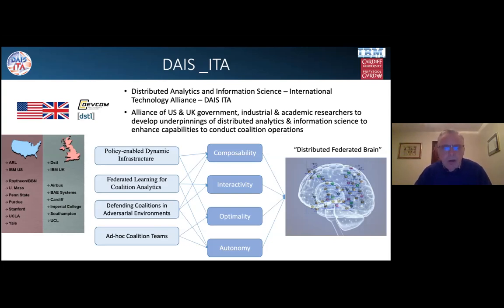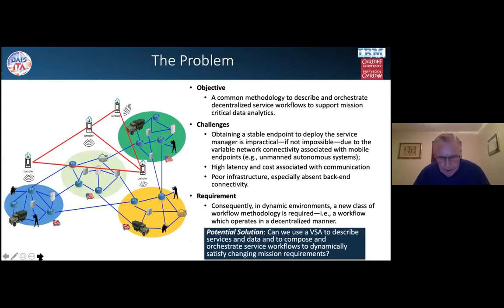Now, the specific problem that we're trying to address is how a common methodology can be developed to enable the operation of distributed coalition services to support mission critical data analytics, and specifically data analytics at the tactical edge of the communications networks. And here we've got a plethora of sensors and systems that need to work together in a communications environment that has variable connectivity and where the location of the required services may not actually be known.